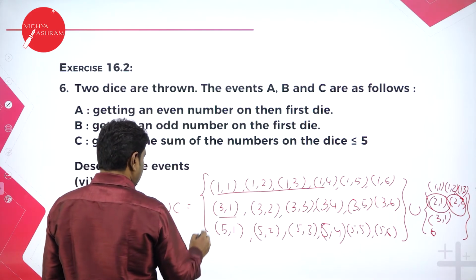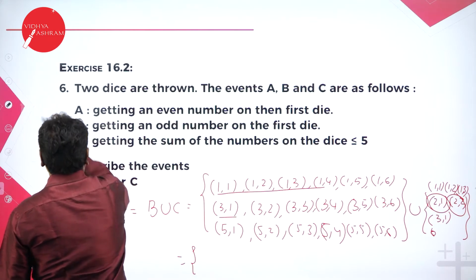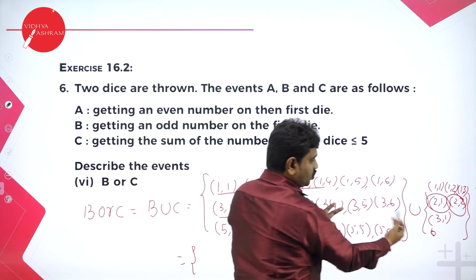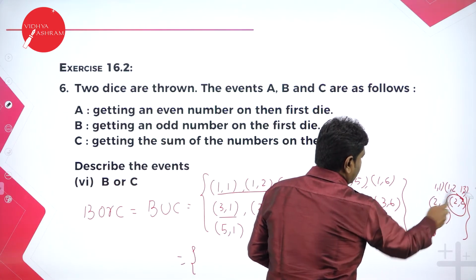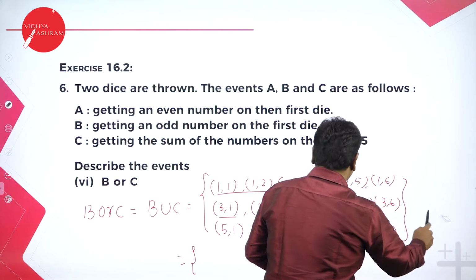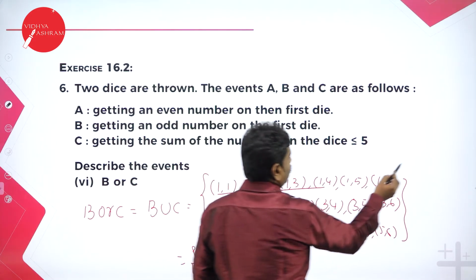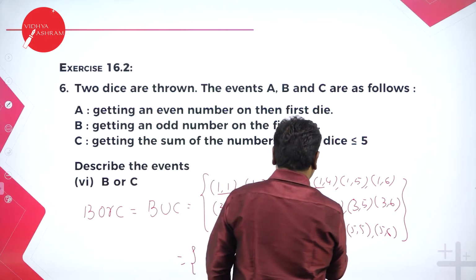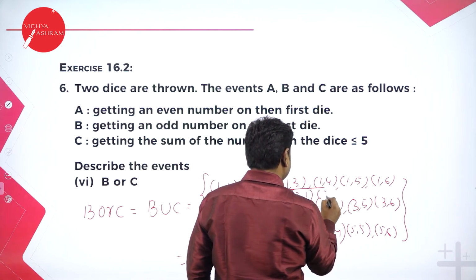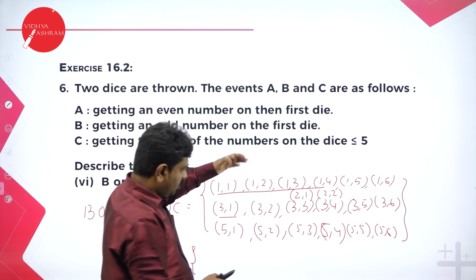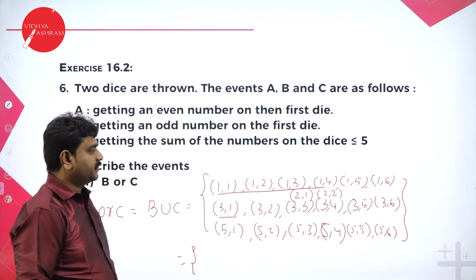So write all the elements. I am repeating, you combine these two. After you combine, you will be getting extra elements, which are 2 1 and 2 2. With B you combine C and write the elements, that's it.